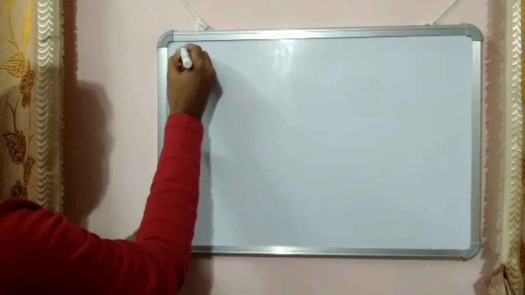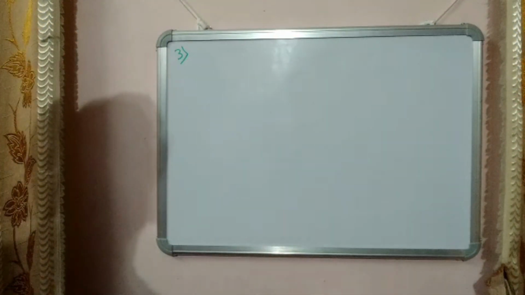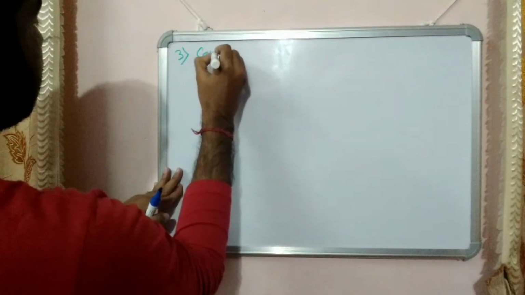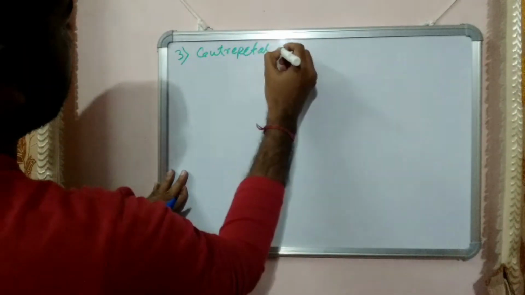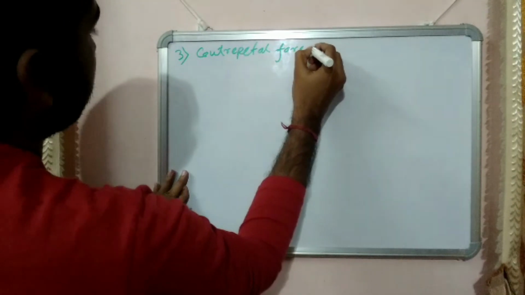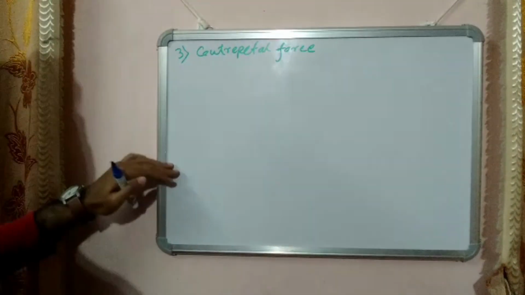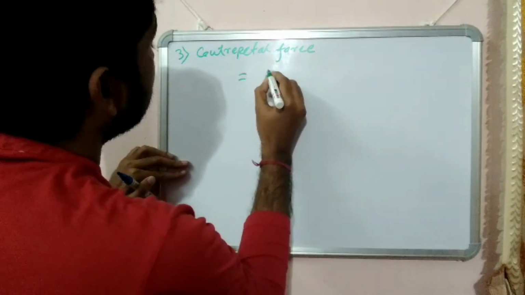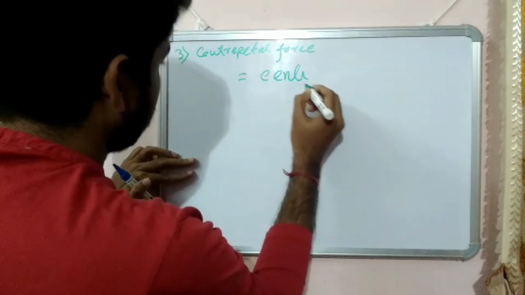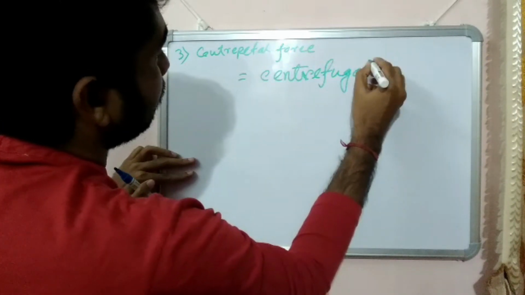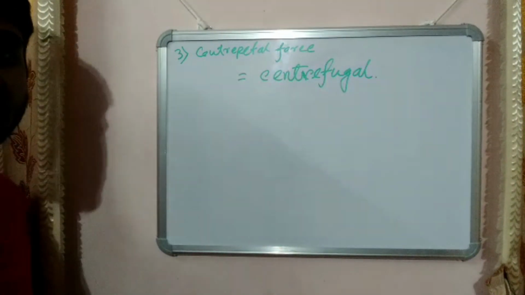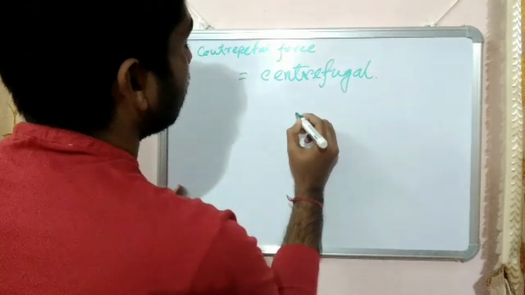Now coming to problem number 3, it wants to know the centripetal force. We know the centripetal force is equal to the centrifugal force. Both are equal and opposite in a circular motion.